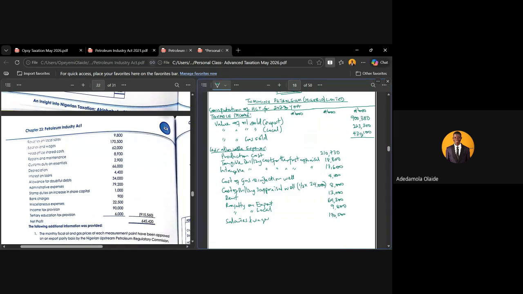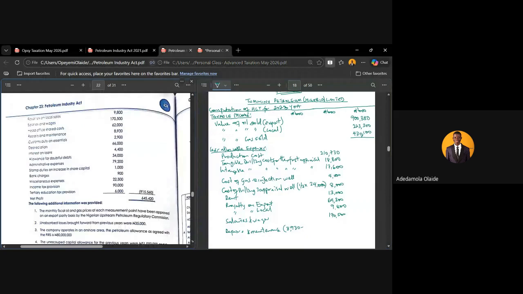Head office cost, we said that one will not be allowable. We have repairs and maintenance. So for repairs and maintenance, we have to be sure that what we are taking to be a repair is actually a repair. How much is it? It is 8,930,000. But we have some additional information on repairs and maintenance.